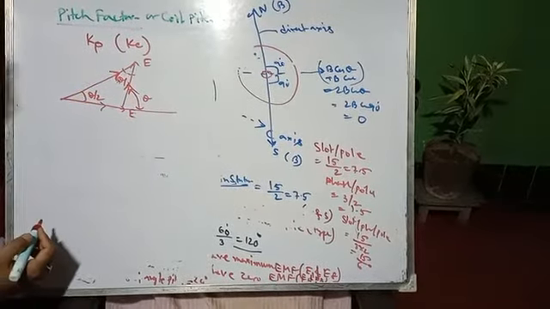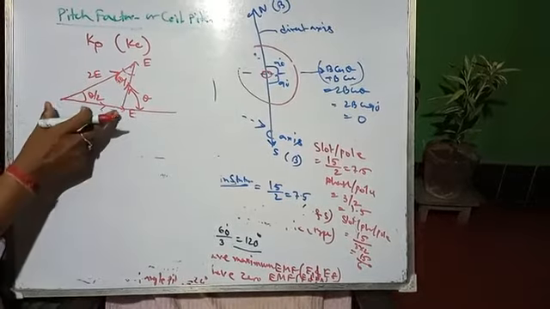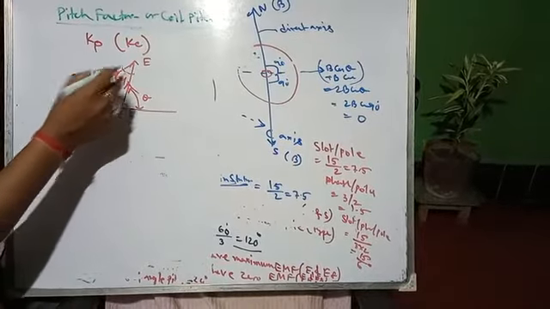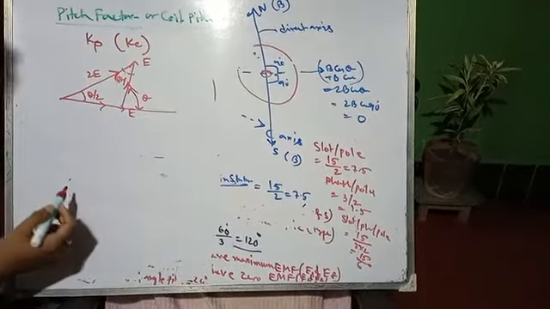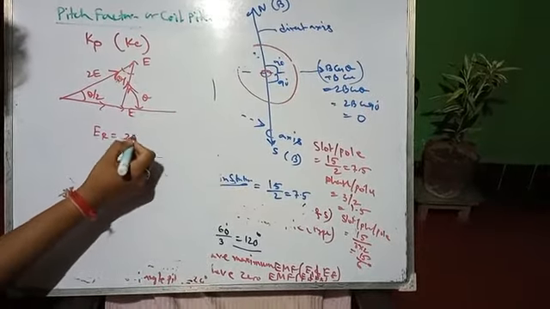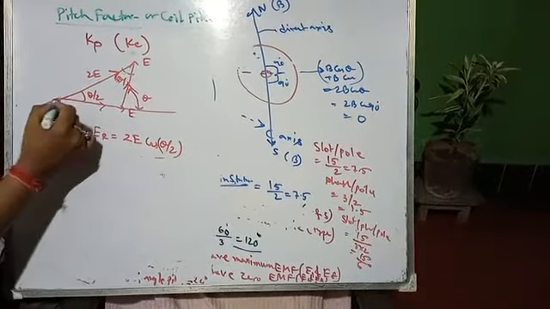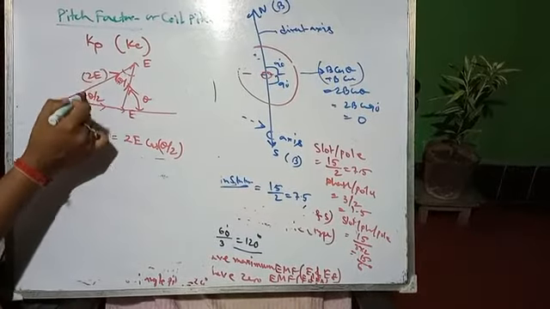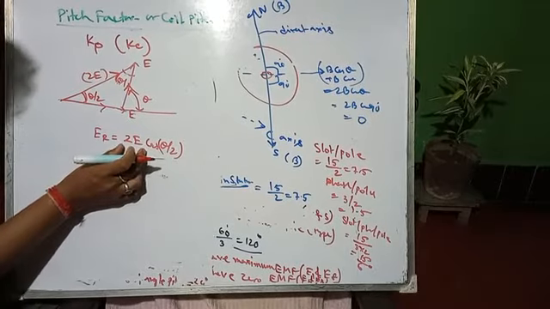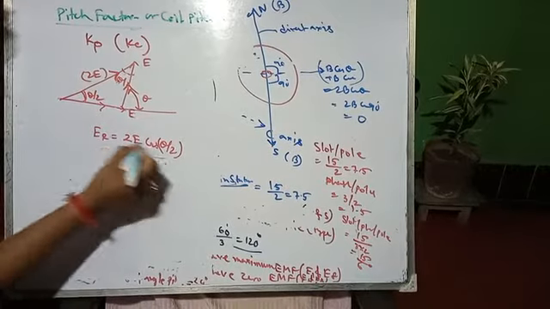So what is the magnitude? For a balanced system, if we add two phases E and E at angle theta, the resultant ER equals 2E cos theta by 2, because 2E is the length and the angle with respect to this E is theta by 2. So 2E multiplied by cos theta by 2 is the resultant of these two vector additions.